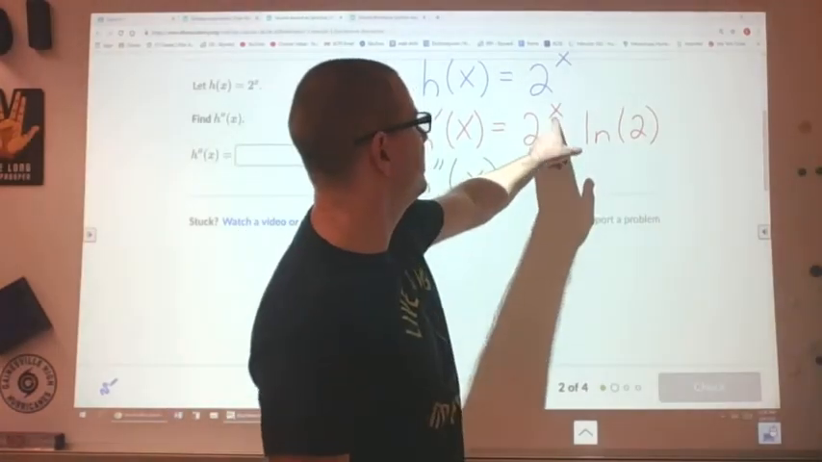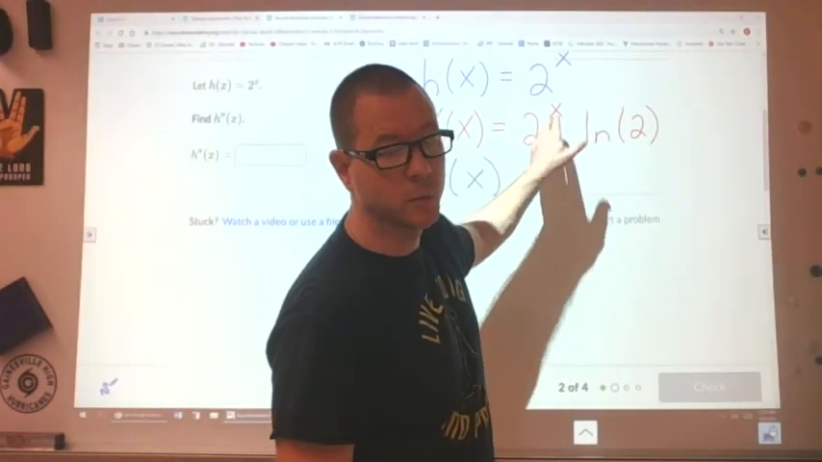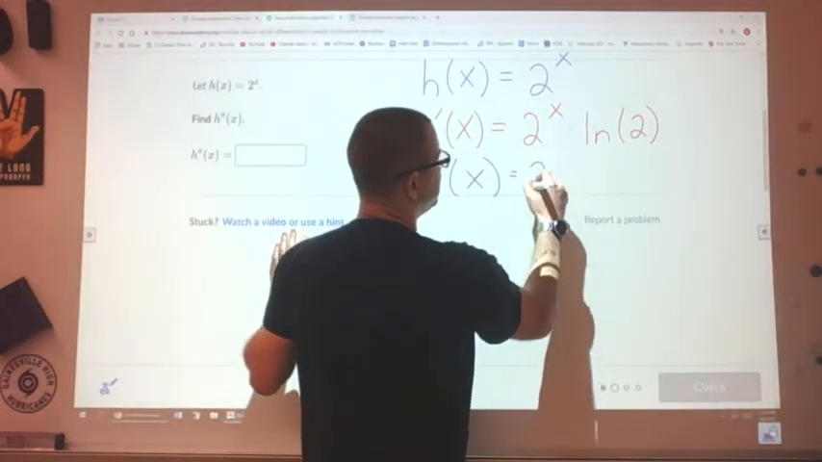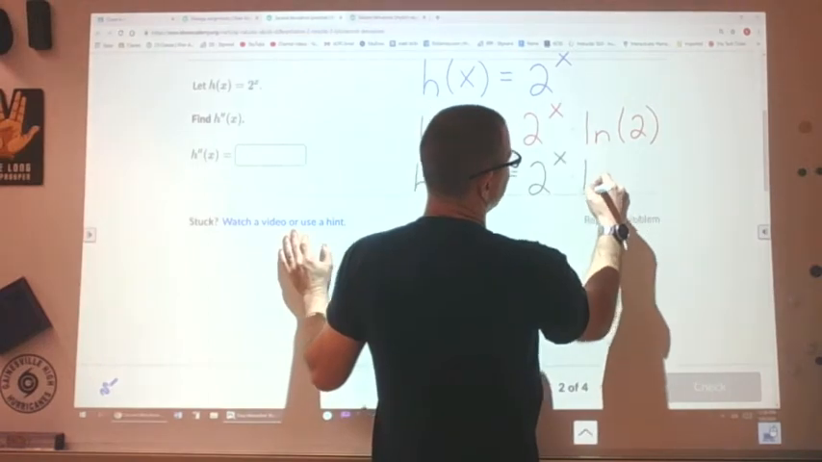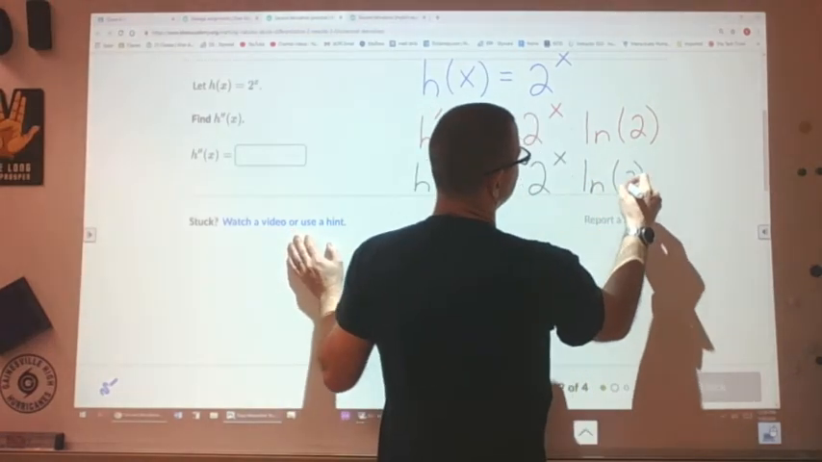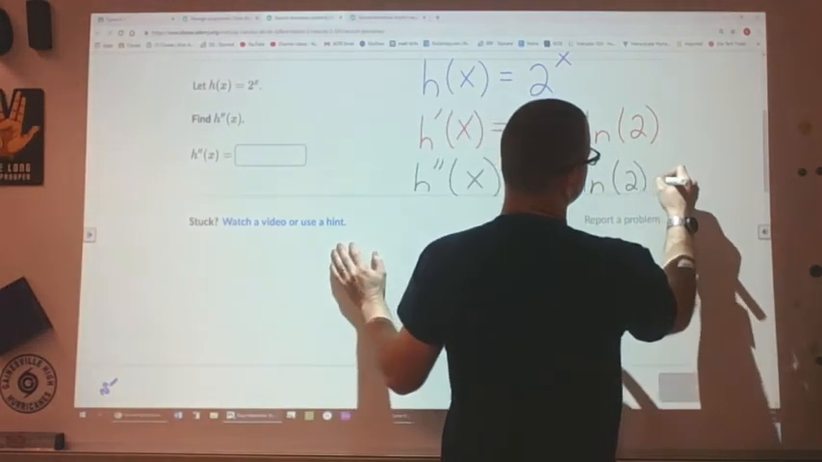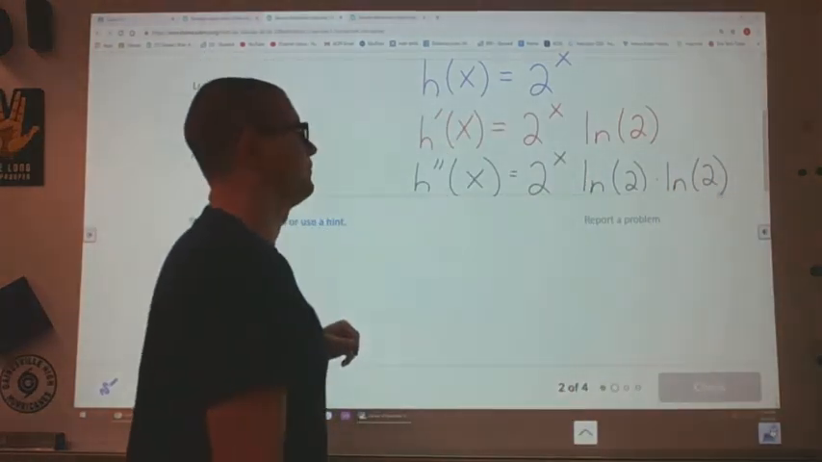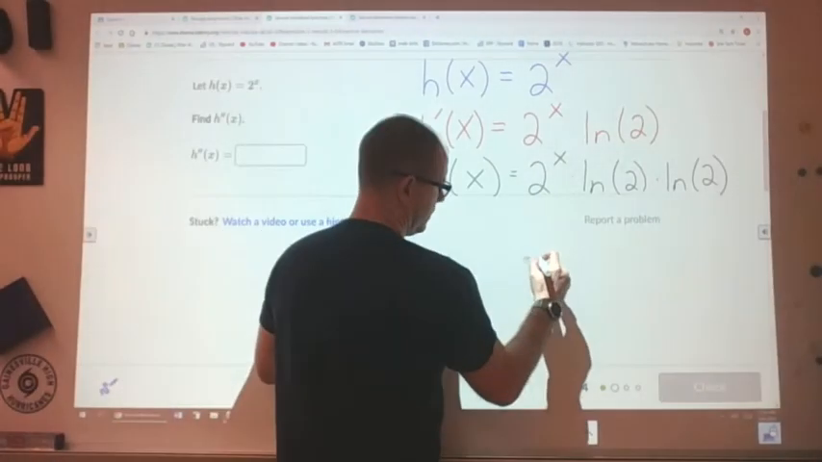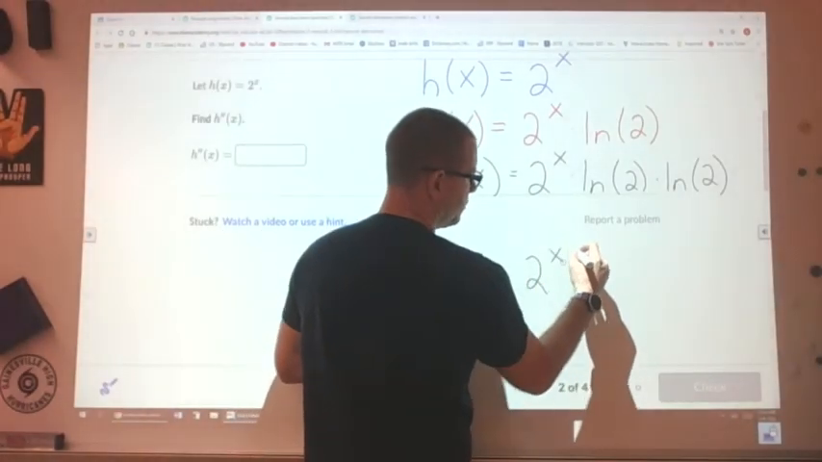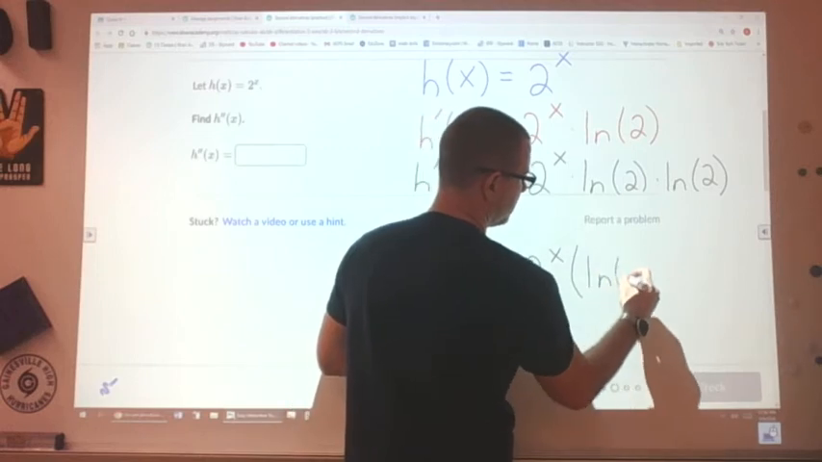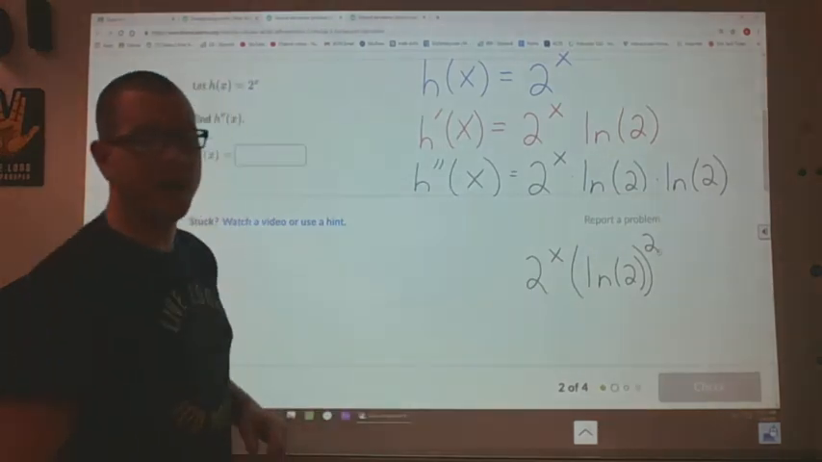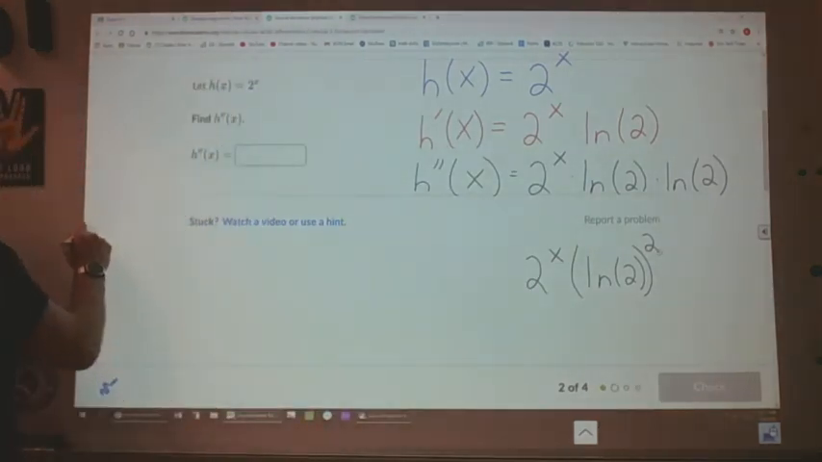Our function is 2 to the x, so we're going to differentiate that, and then we're just going to multiply by that natural log of 2 again, which is 2 to the x times the natural log of 2, and then we bring down this natural log of 2 times the natural log of 2. Which, if we write it a little bit nicer, is 2 to the x times the natural log of 2 squared.